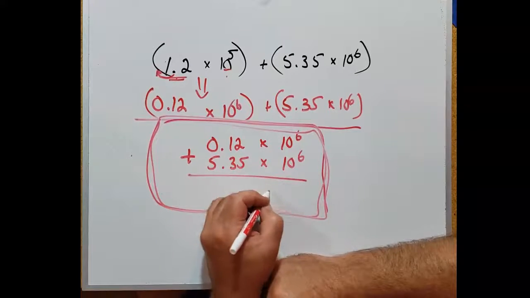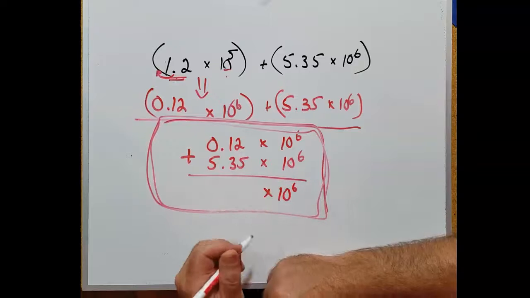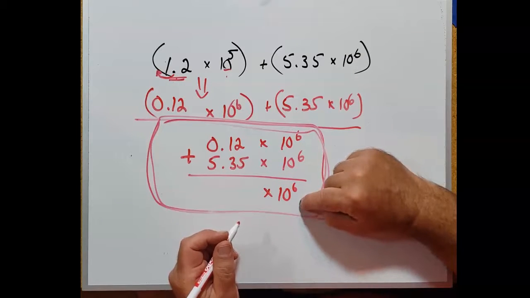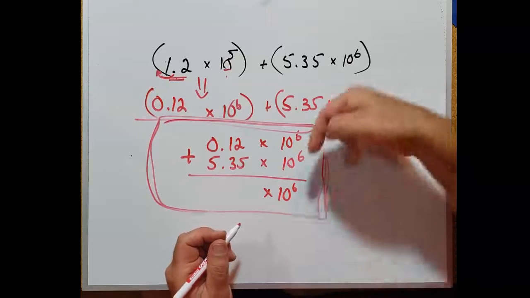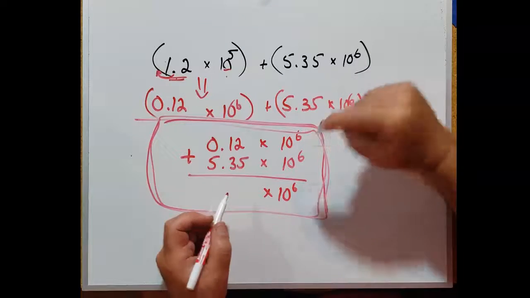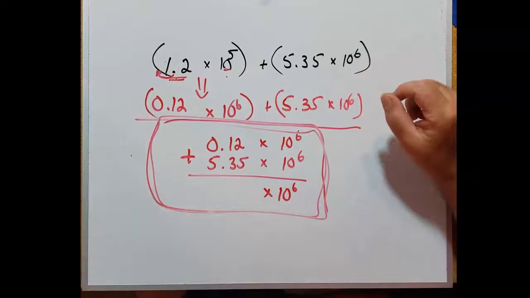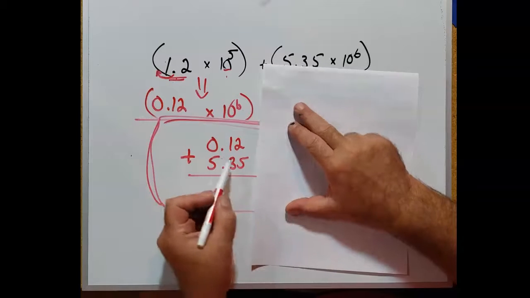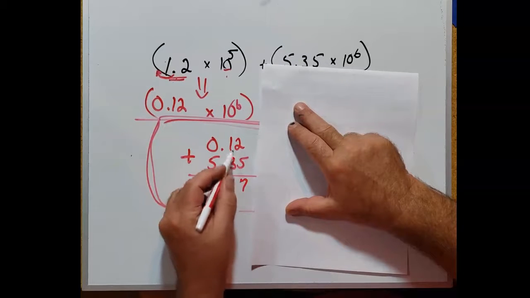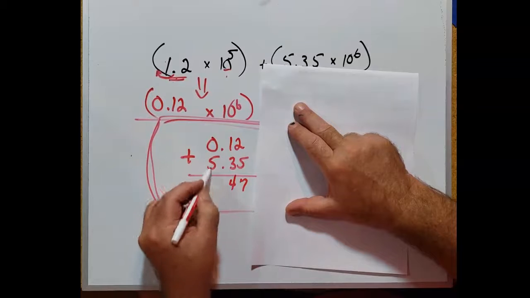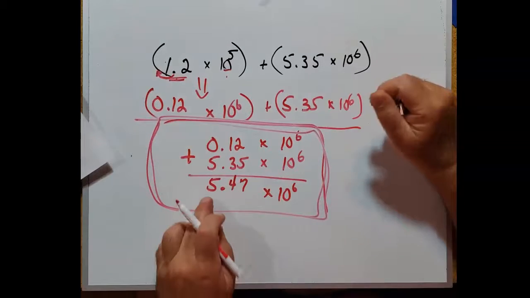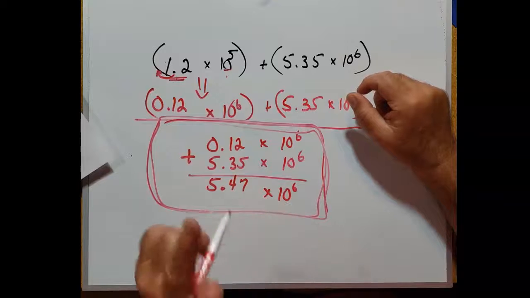Well, on the back half, we just bring this exponent down. That's why they need to be the same. This is 6, this is 6, it's 10 to the 6th in the answer. If they're not the same, we can't just drop it down. Now we go to this side and add it together as if it were just a regular old addition problem. 2 and 5 is 7, 3 and 1 is 4, 0 and 5 is 5, the decimal point right there. 5.47 times 10 to the 6th is the correct answer.